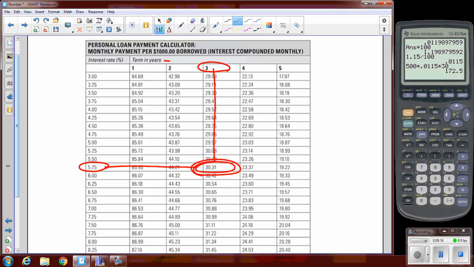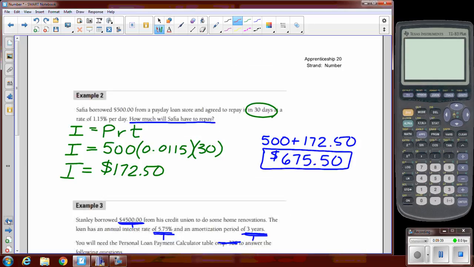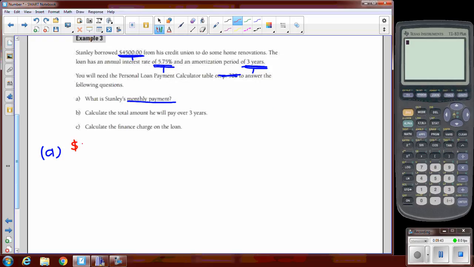However, we need to, as in any table that's presented to us, read what this table is actually saying. The table is saying this is the monthly payment if you borrowed $1,000. So we're going to have to do some math to figure out, because he borrowed more than $1,000. But if he only borrowed $1,000, his monthly payment is $30.31. So I'm going to go back to our notes, and I'm going to record this number.